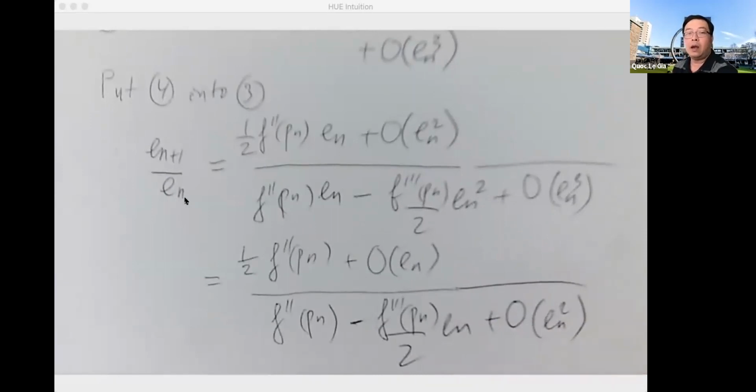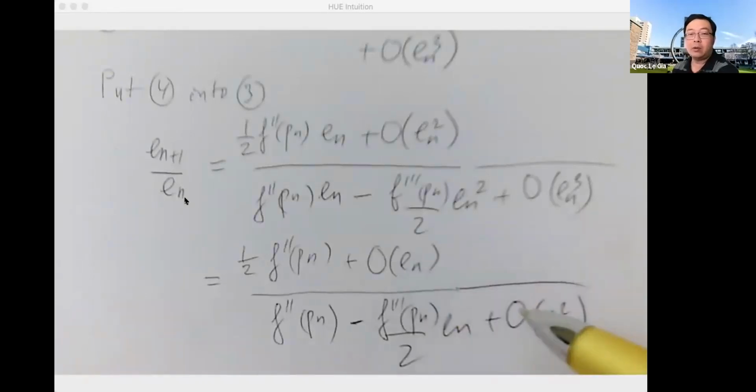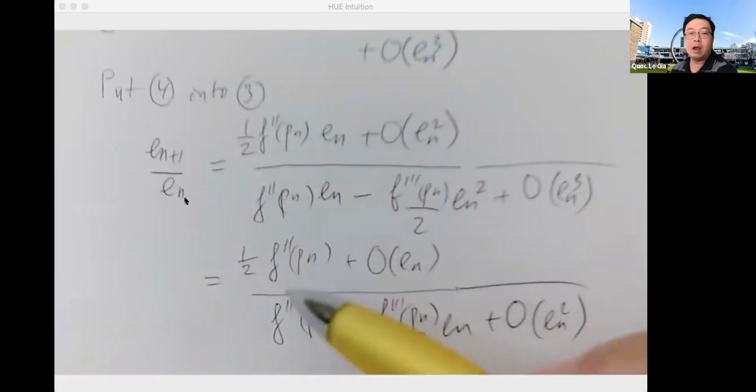So now what is the limit when n goes to infinity? Look at the very last equation. So what is the limit? 1/2, yeah. Because En goes to 0, right? En goes to 0, En squared goes to 0. And f double prime p is non-zero. So you don't have a singularity anymore.